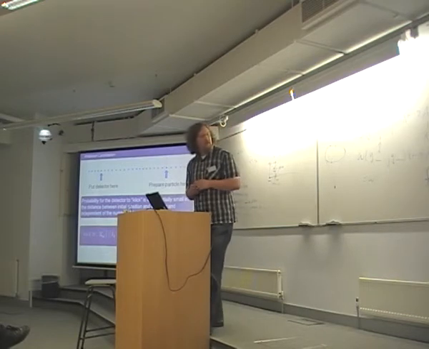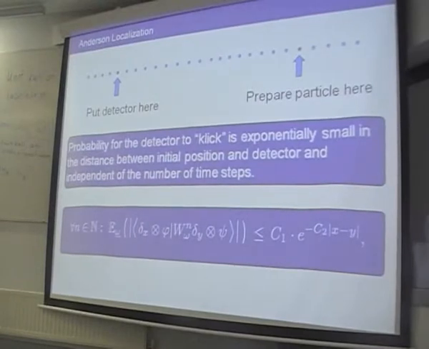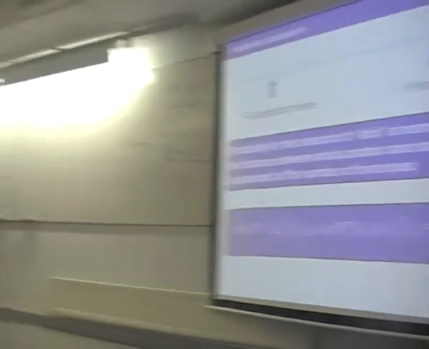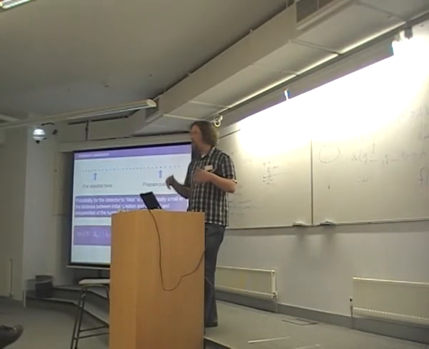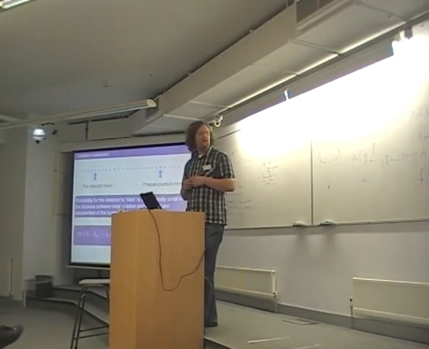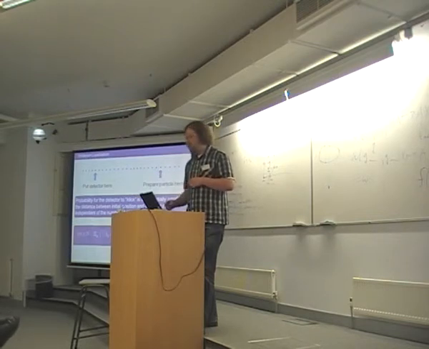So the delta x down there would be such a localized particle at site x, and the phi would be some arbitrary internal state of our walking particle. And then we would demand that in the mean over all possible realizations, right, the transition probability from one side to the other is suppressed exponentially in the distance of these two points.